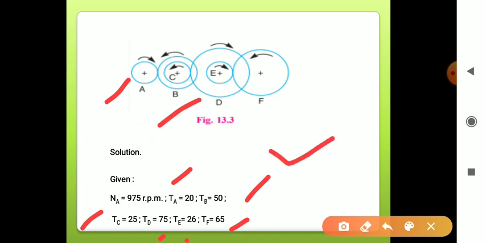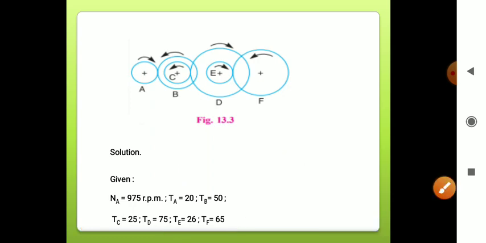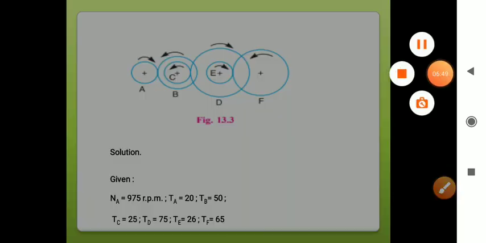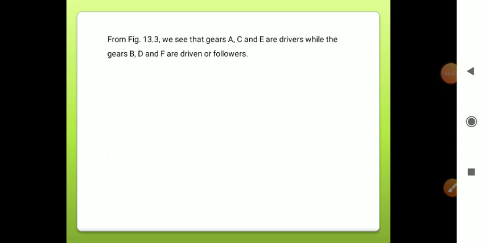So I write here TA is equal to 20, TB is equal to 50, TC is equal to 25, TD is equal to 75, TE is equal to 26 and TF is equal to 65. This is the given data, so we will solve one by one. From figure 13.3 we see that gears A, C and E are the drivers, while gears B, D and F are driven or followers.